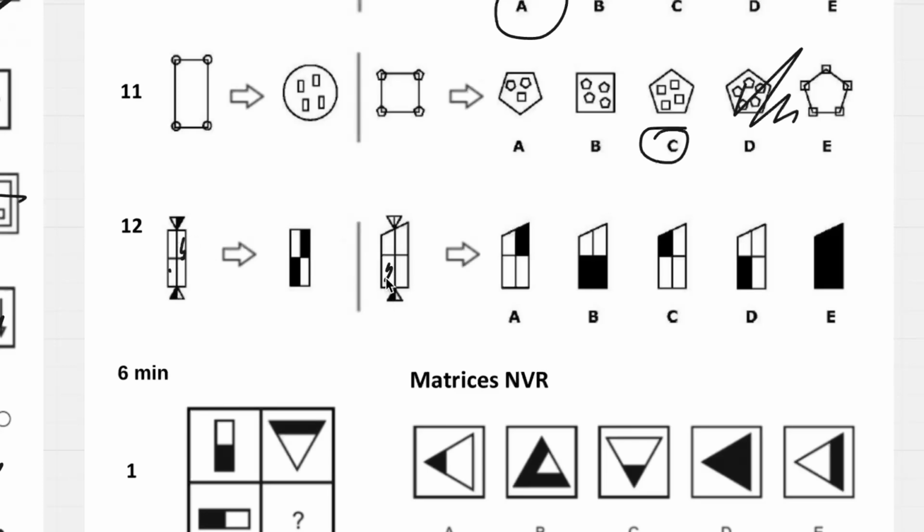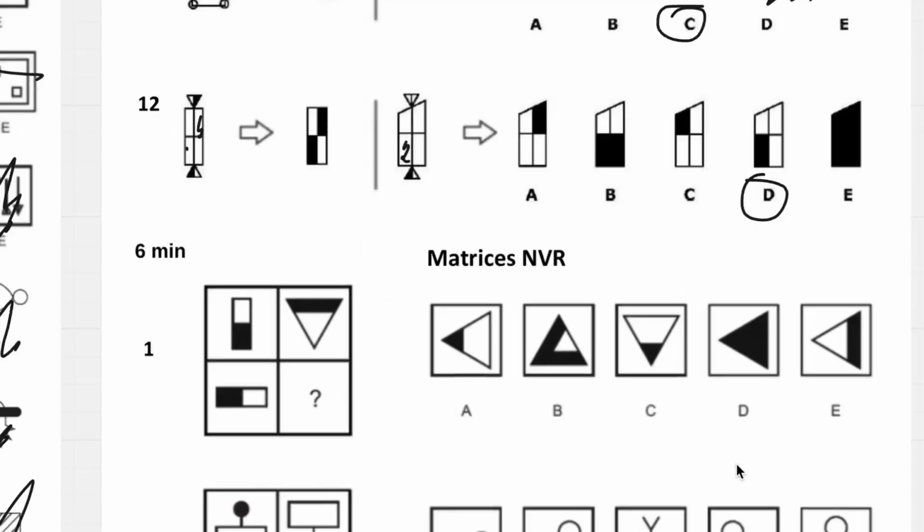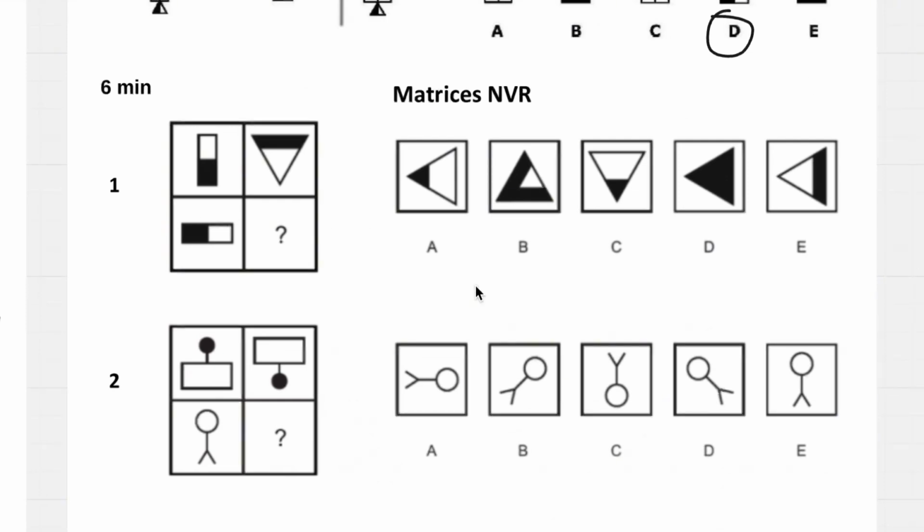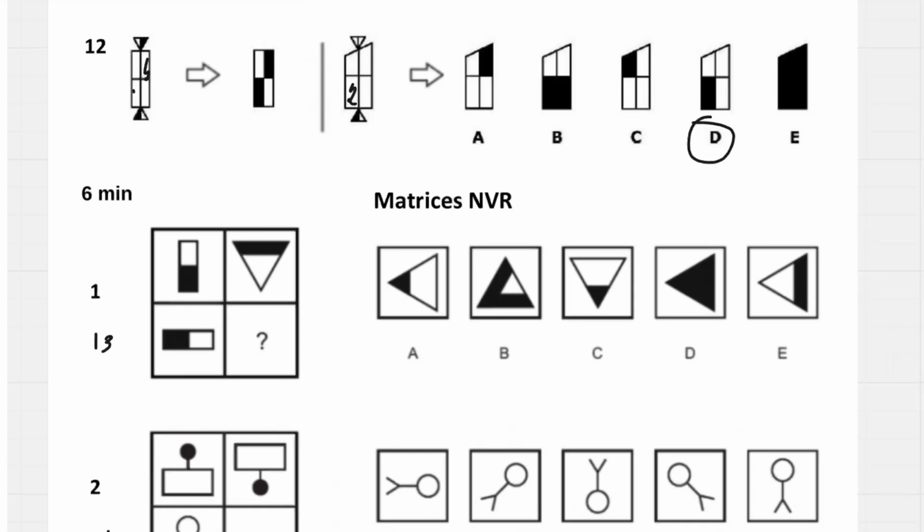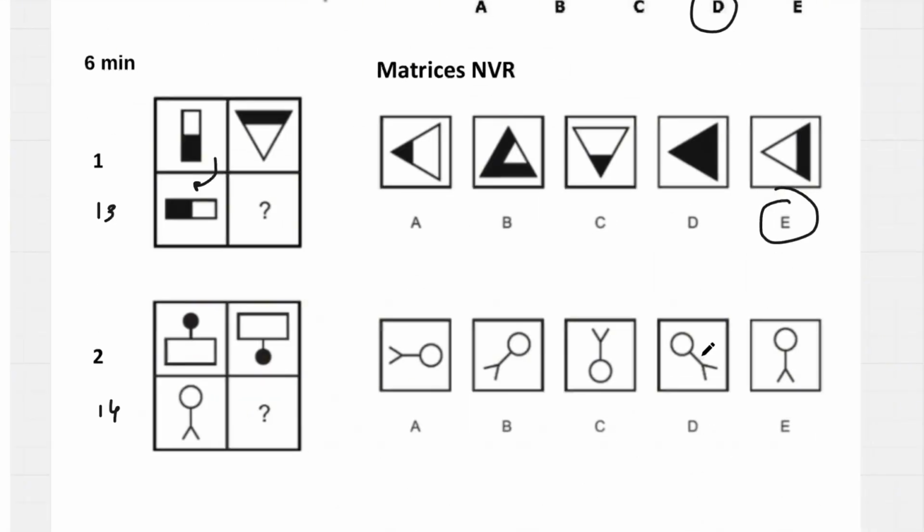This one is indicating that this one is going to have to be shaded, so it's going to be D. Question number 1 of matrices, if anything, there's a 90 degrees clockwise rotation, so if there's a 90 degrees clockwise rotation of that same shape, it's going to look like E. And then question number 2, we have just a shape that flips, so it's going to look like C.